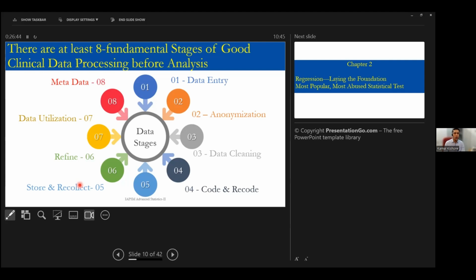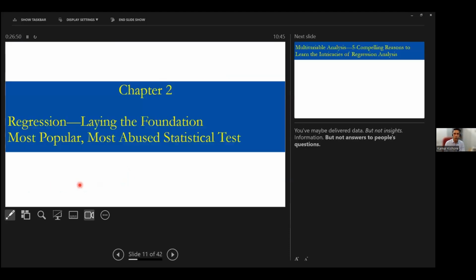That was all the basics which I need you to remember, to go on to our chapter 2, which is about regression.